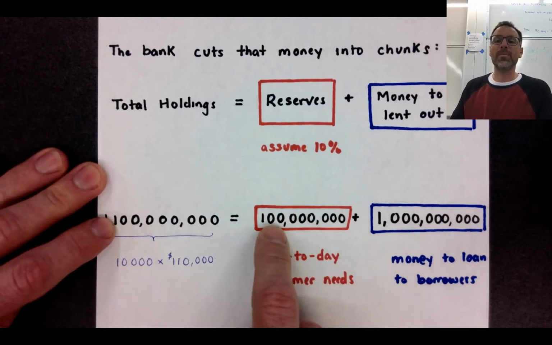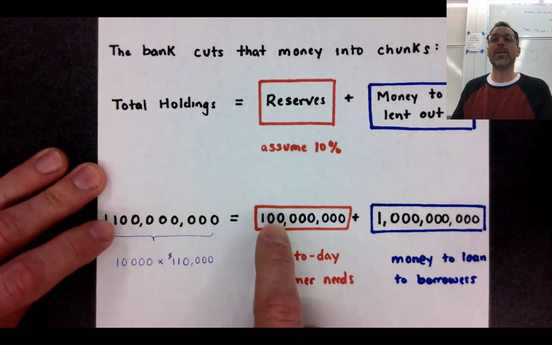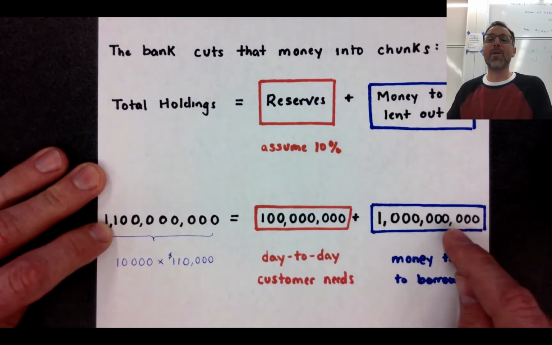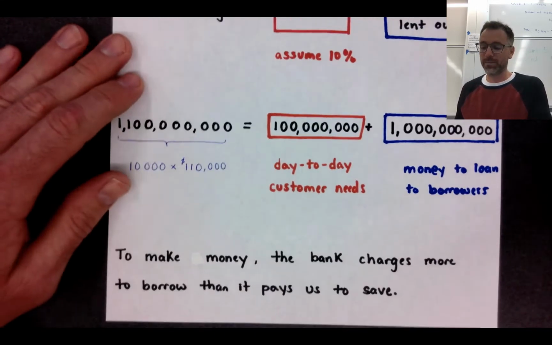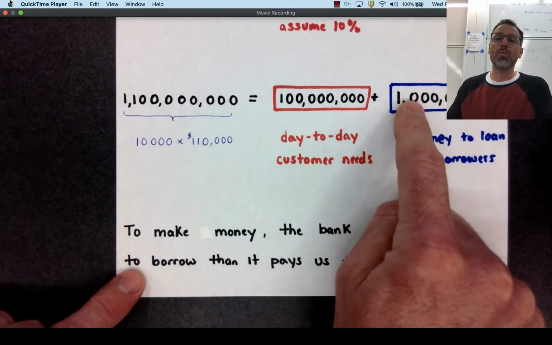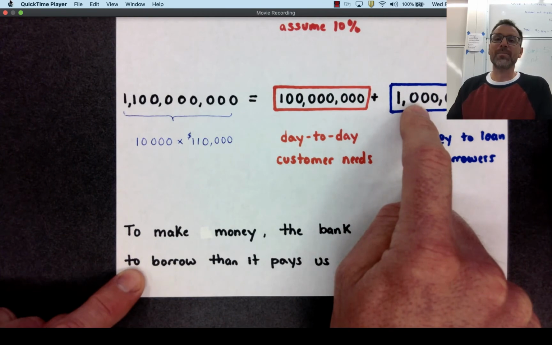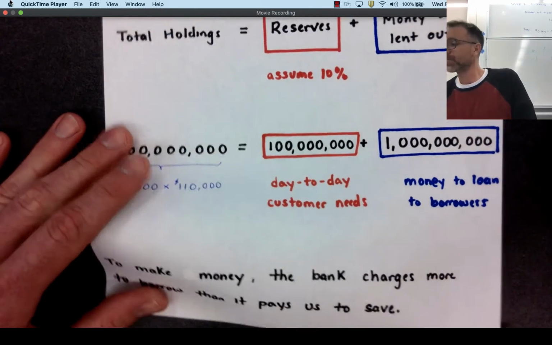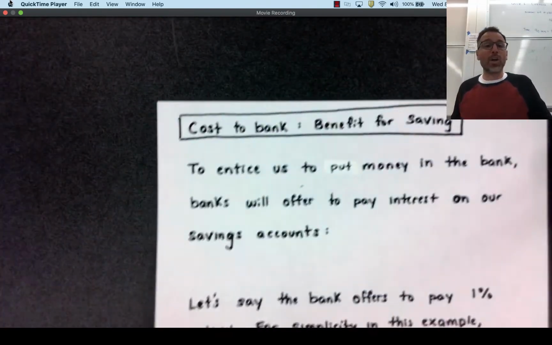So we have $100 million in reserves to make sure that our bank is solvent and make sure we can pay our day-to-day stuff back to customers if they want it. And then we have $1 billion to lend out, right? So what the bank is going to do is charge more money on the loans that they write than the money that they pay to savers to keep their money in the bank. Let's look at that spread.